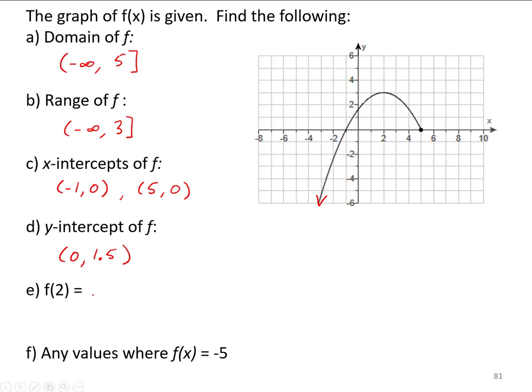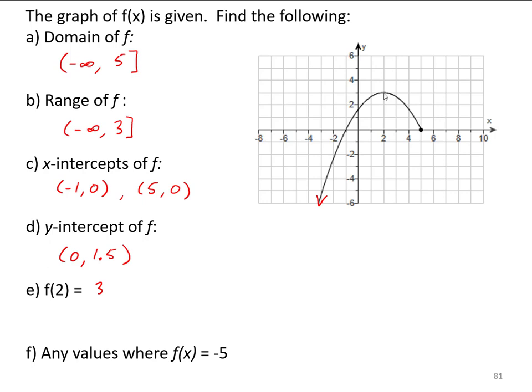Part E, we want to find f of 2. Well, because we have the point 2, 3 on our graph, that is, when x equals 2, y equals 3, f of 2 equals 3. Typically, graphically, you find this by going to where x is equal to 2, since it is f of 2, and tracing up until we find our graph, and the y value at that point is 3. Therefore, f of 2 equals 3.